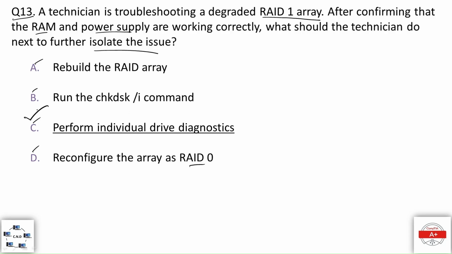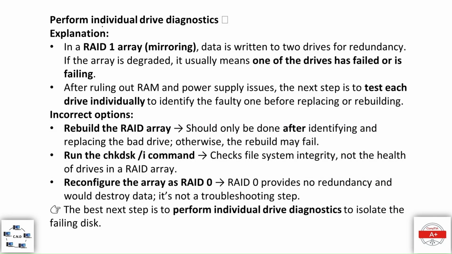Option C, perform individual drive diagnostics. And the explanation is, the correct option was perform individual drive diagnostics. In a RAID 1 array, which is mirroring, data is written to two drives for redundancy. If the array is degraded, it usually means one of the drives has failed or is failing. After ruling out RAM and power supply issues, the next step is to test each drive individually to identify the faulty one before replacing or rebuilding.